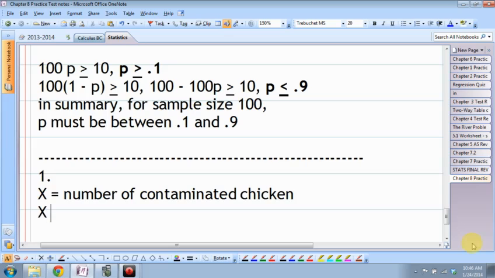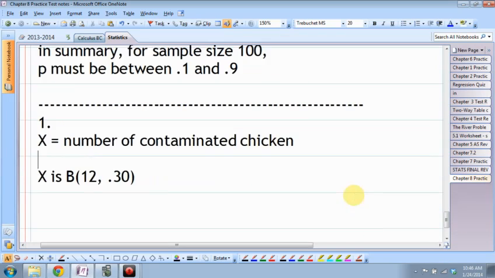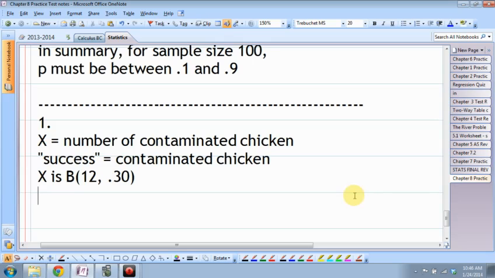then X is binomial. We are picking 12 frozen chickens, and the probability of success here is 0.3. And we're saying success is equal to a contaminated chicken. Every time I do this, I want to put quotes around success because it's not really success if you have a contaminated chicken.